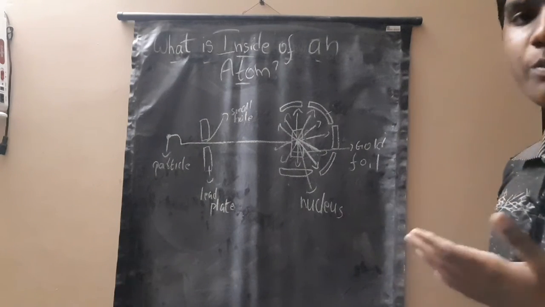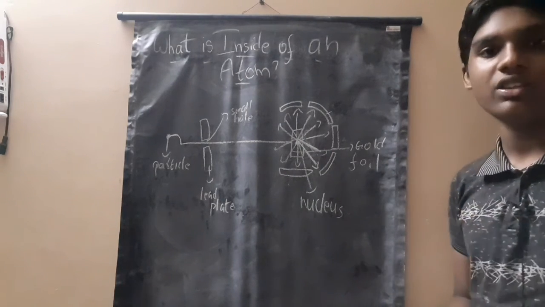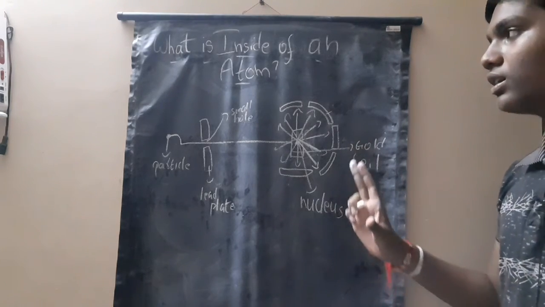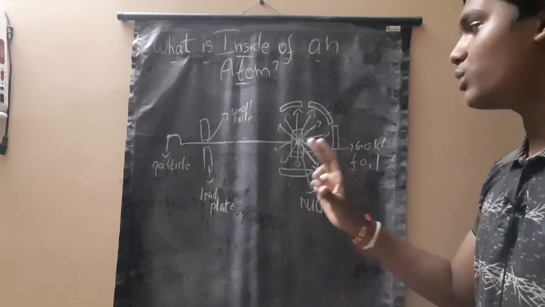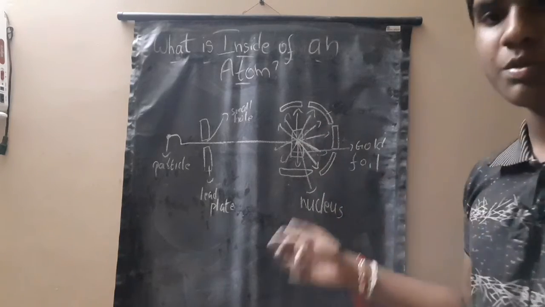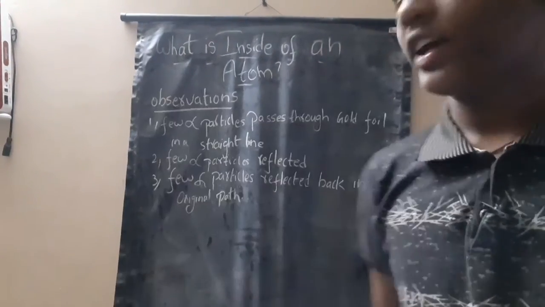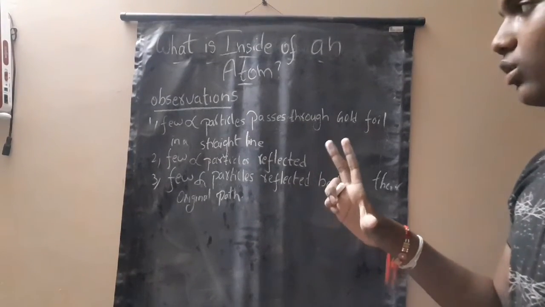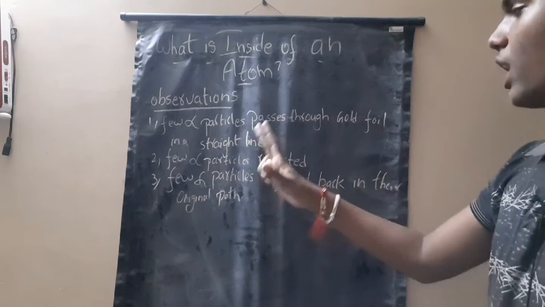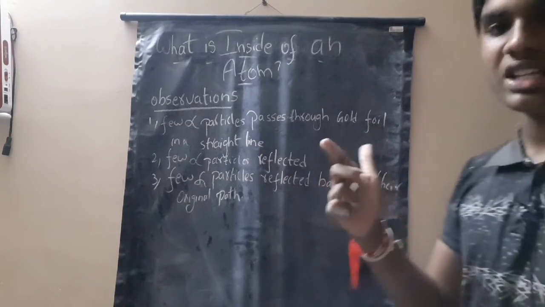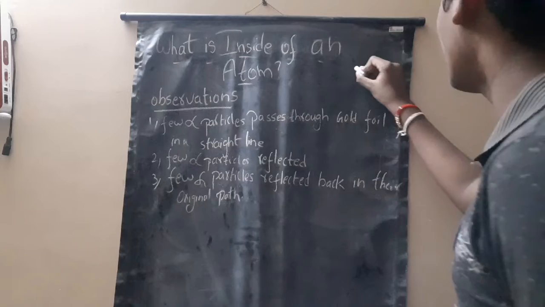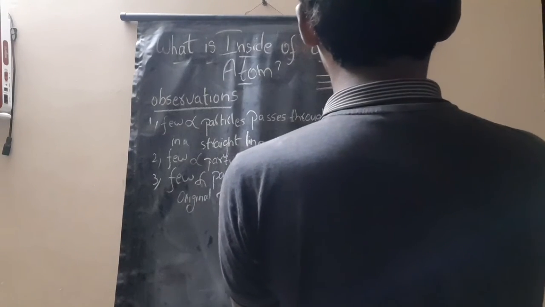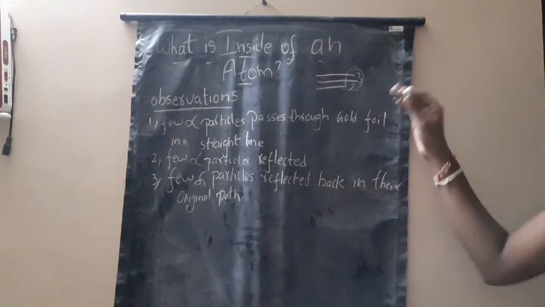So what are the observations? Just doing the activity is not enough; we must observe what happened in the experiment. Now let us discuss the observations we have seen in the gold foil experiment. Few alpha particles pass through the gold foil in a straight line. Take this as the gold foil. Few alpha particles traveled straight through the gold foil.